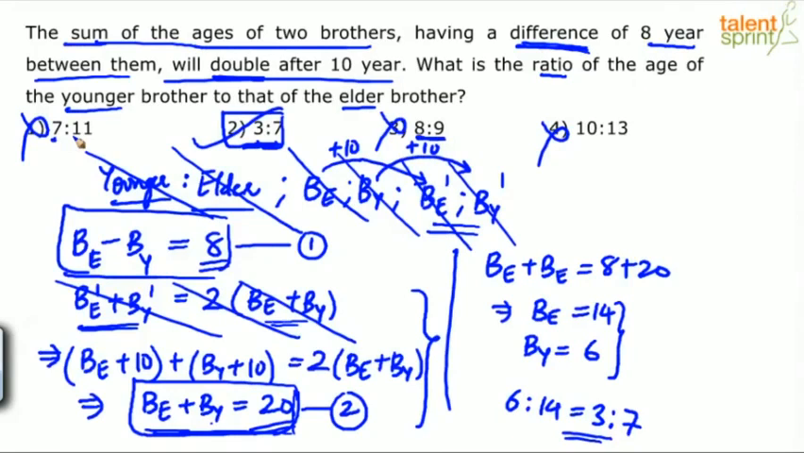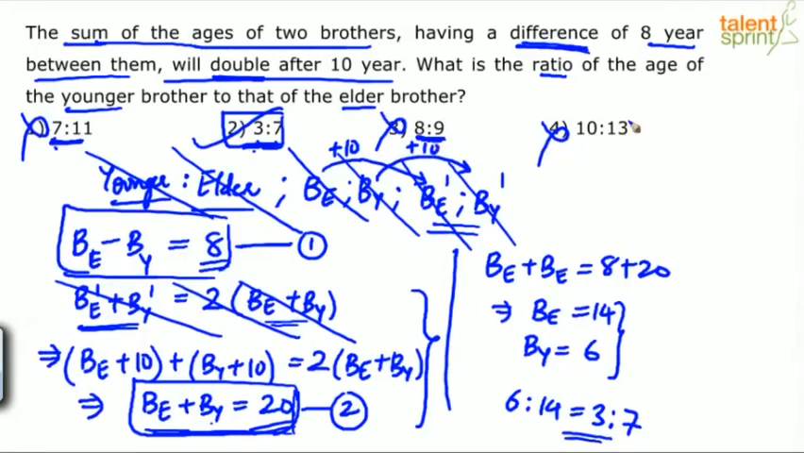You never know, right? So look at first option, 7 and 11. What's the difference? 4. Is 4 a multiple or submultiple of 8? Yes, 4 is a factor of 8. So option 1 is possible. So going by condition 1, going by equation 1, option 1 also seems to be possible. Option 2, 3 and 7, the difference is 4. Yes, may be possible. Option 3, 8:9, the difference is 1. Is 1 a multiple or submultiple of 8? Yes, 1 is a factor of 8. So option 3 also is possible.